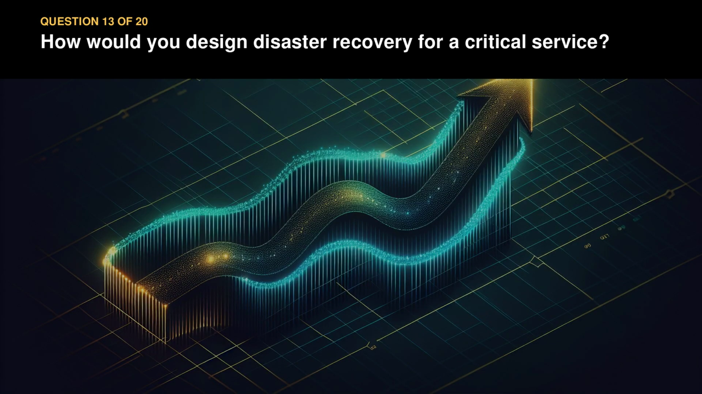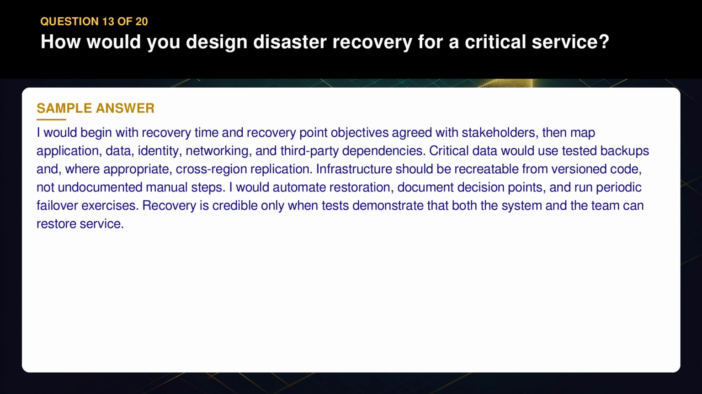Question 13. How would you design disaster recovery for a critical service? I would begin with recovery time and recovery point objectives agreed with stakeholders, then map application, data, identity, networking, and third-party dependencies. Critical data would use tested backups and, where appropriate, cross-region replication. Infrastructure should be recreatable from versioned code, not undocumented manual steps. I would automate restoration, document decision points, and run periodic failover exercises. Recovery is credible only when tests demonstrate that both the system and the team can restore service.